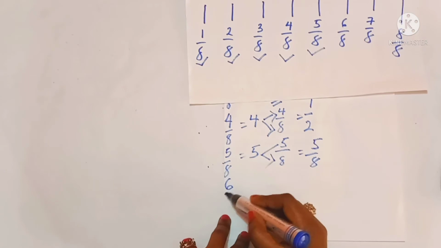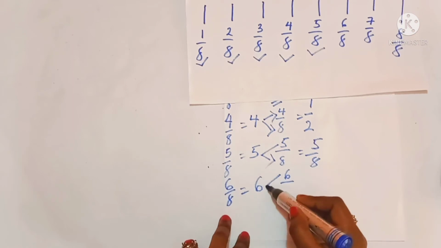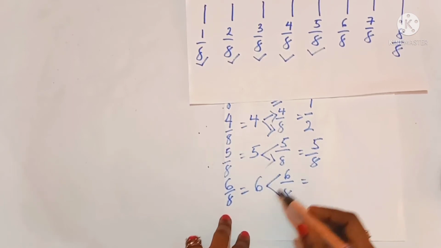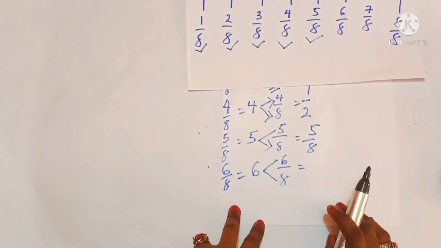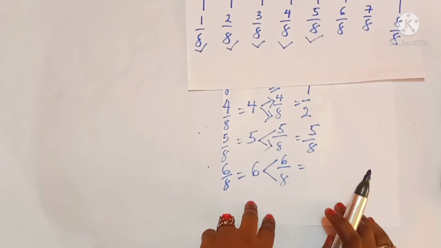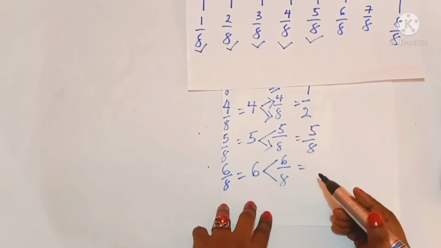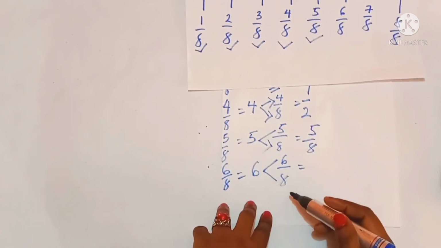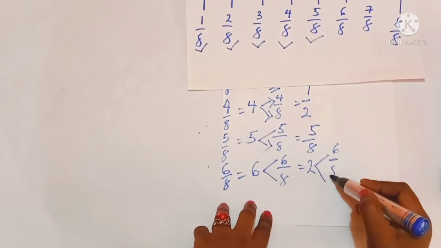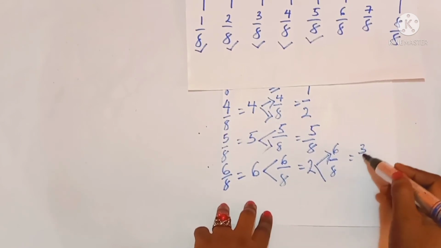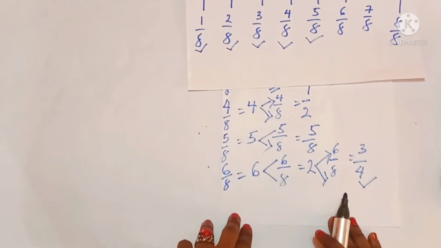Then the sixth one is 6 over 8. 6 in 6 is 1. 6 in 8, it's not possible. But we apply the second rule, which is to look for a number that can divide both, and that number is 2. So 2 in 6, this will give us 3. 2 in 8, this will give us 4. So we have 3 over 4 here.